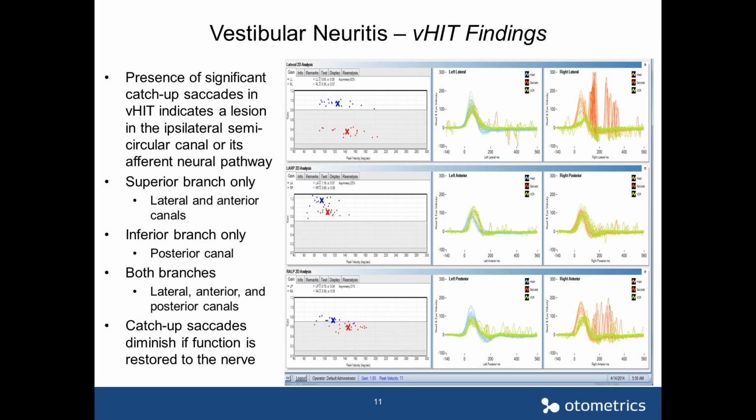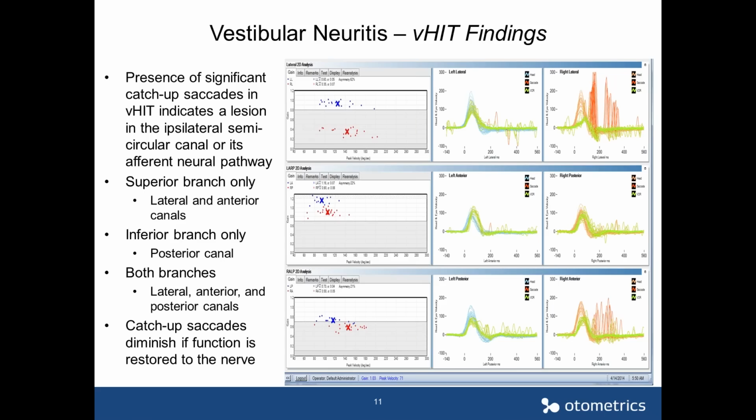When you do video head impulse testing, the main diagnostic criteria should be the presence of catch-up saccades. As you notice here, this patient has significant catch-up saccades. These are the ones. Initially, some covert saccades followed by overt saccades, for right lateral testing, but also for the right anterior canal.